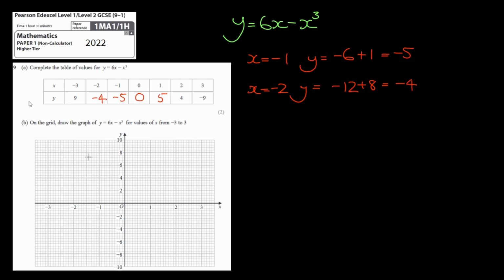We've been asked now to pop these on the grid. Now, I can't draw this perfectly, so I'm just going to sort of sketch the curve in between the dots. These will all have rounded edges. They won't go to sharp corners, but it'll look roughly like that. And that will get you your marks.